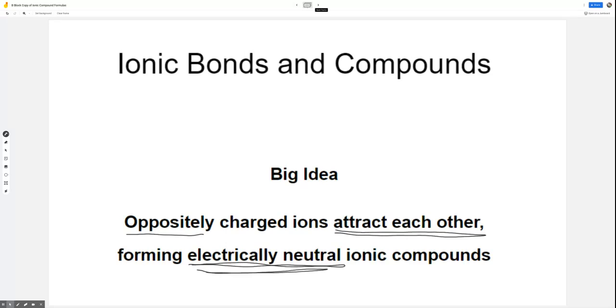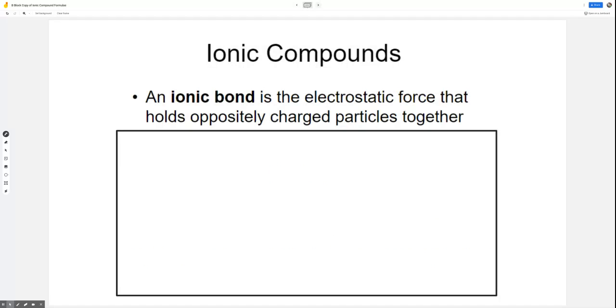So the compound of salt that we use in our food is electrically neutral. If you touched any one of those ions by themselves, you might feel a shock. Not one of them, but if you were in contact with many ions, you could feel a shock. So how do we figure that out?